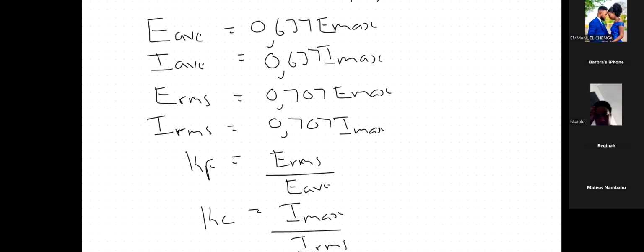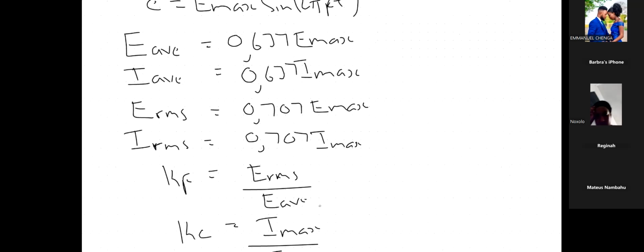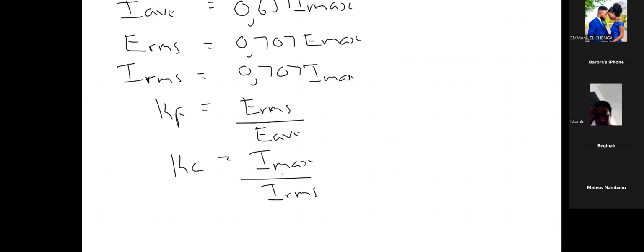And you should also know how to define the form factor, how to define also the crest factor. So the form factor is the ratio of the RMS value divided by your average value, and then the crest factor is the maximum value divided by your RMS value, which can be the Emax divided by your RMS values. Are we okay, guys? Yes, sir. Yes, we are fine.